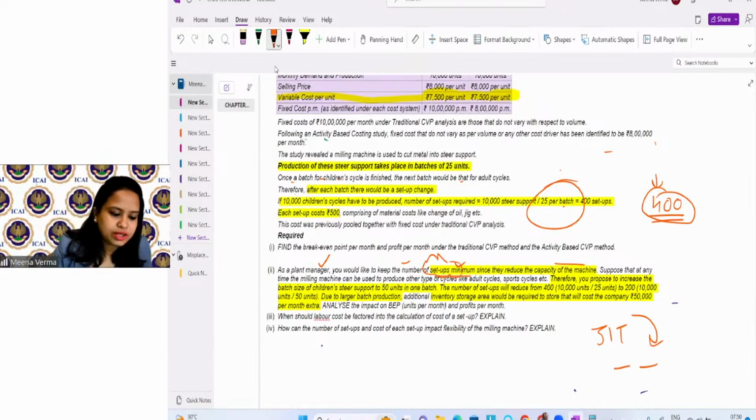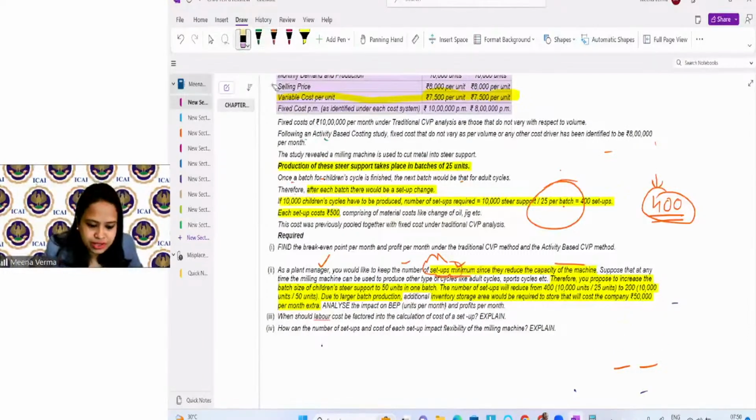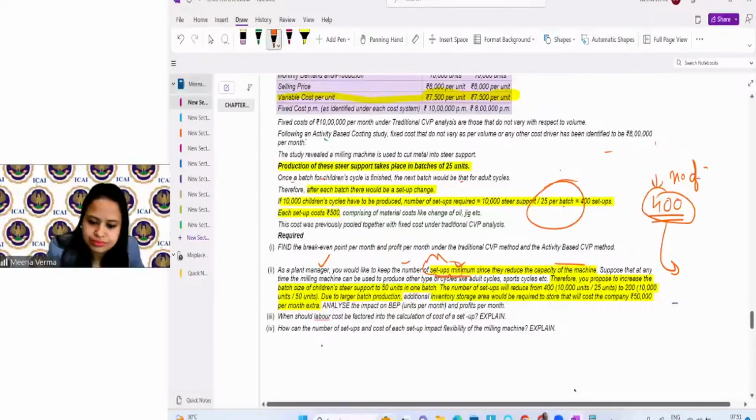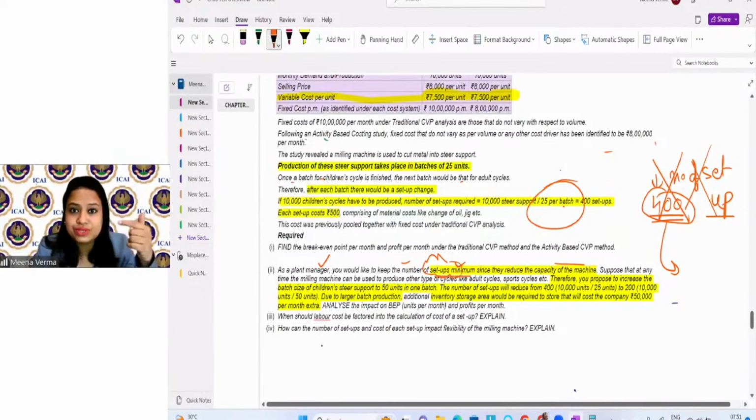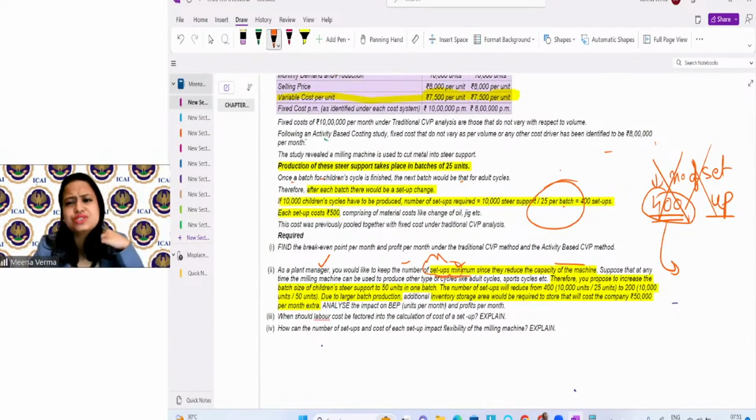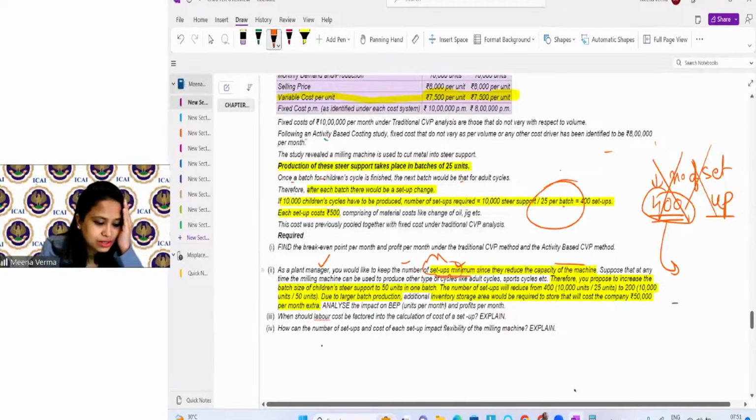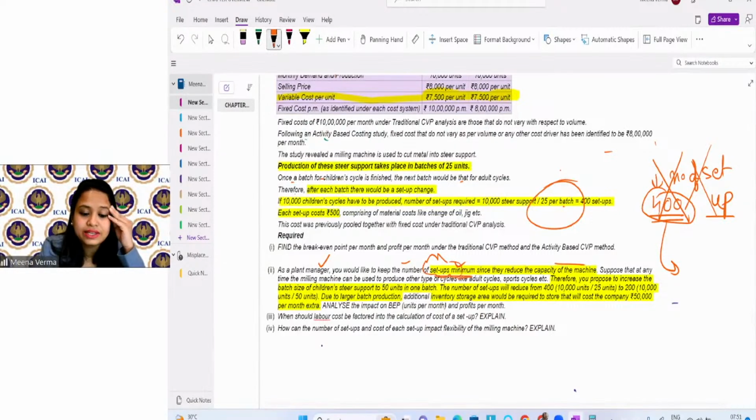Actually, they are not implementing just-in-time here. They have not yet implemented the just-in-time system here. They are just focusing on reducing this number of setups. If they want to implement just-in-time system, this number of setups will be completely eliminated. And instead of setups, they will produce the units one by one, or it will be reduced to very less. Here, you can see, they have reduced the number of setups by increasing the batch size.